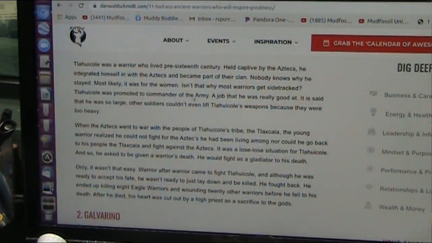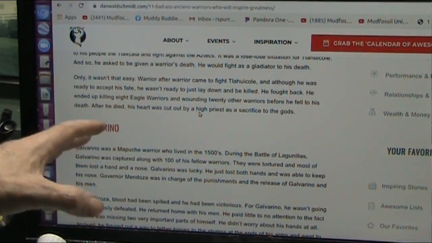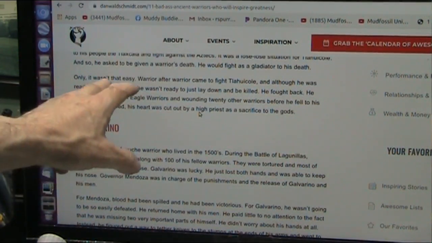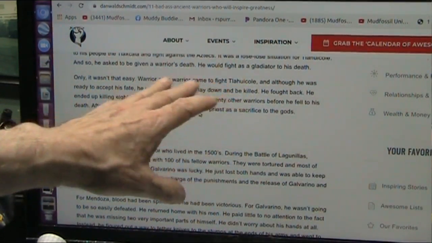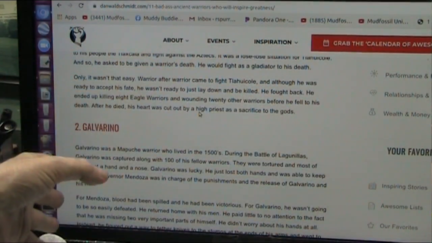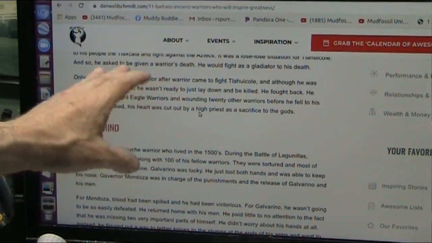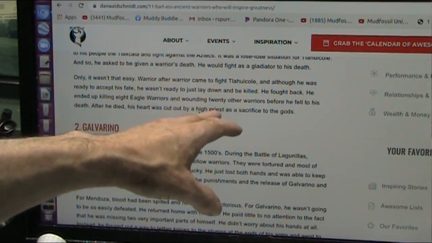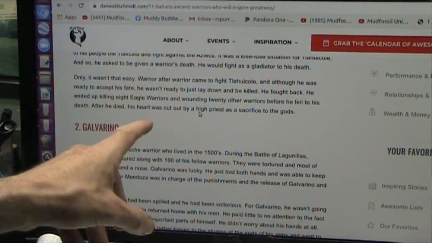So as a gladiator, he was apparently fighting other gladiators, not in a war against them. Only it wasn't that easy. Warrior after warrior came to fight him. Maybe his own guys came to fight him. Maybe other guys came to fight him, somebody seeking glory, apparently. And although he was ready to accept his fate, he was ready to die, and that's what he was looking to do, he wasn't ready to just lay down and be killed. He said, no, you're going to fight until somebody is better than me and kills me.